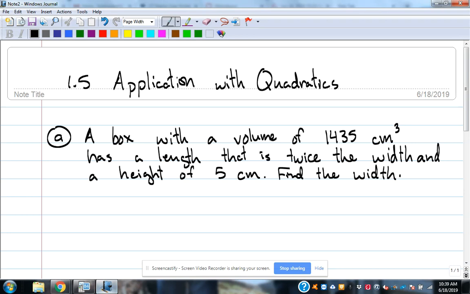We're talking about shapes. The first one is a box that has a volume of 1,435 cubic centimeters. It has a length that is twice the width and a height of 5 centimeters. So they tell us one of the dimensions, they tell us something about the second dimension, and we're asked to find out how wide this box is.